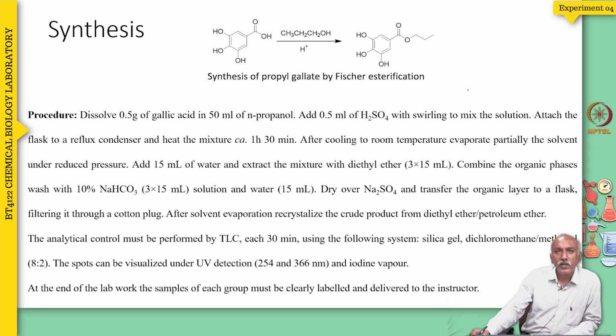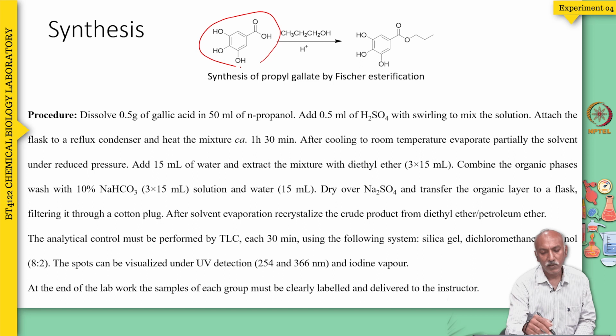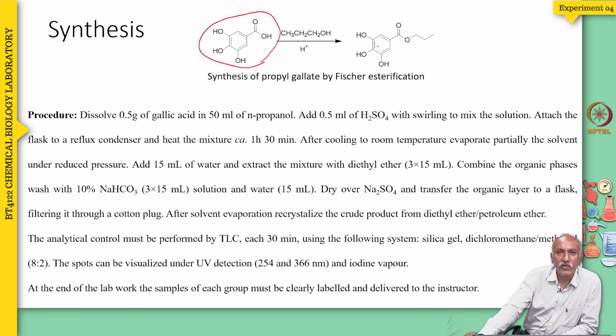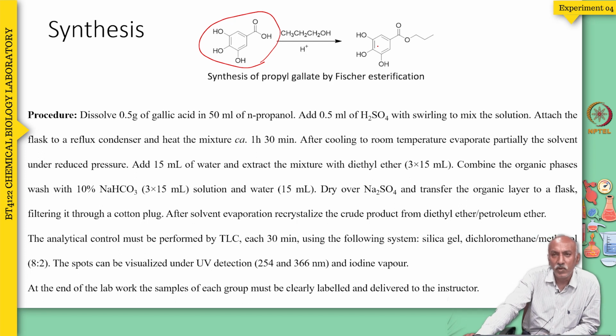And you can see here how the procedure is written very clearly. This is gallic acid, and it is dissolved in propanol and a little bit of acid. The procedure is as follows: you dissolve the gallic acid in 50 ml of propanol, and a catalytic amount, only 0.5 ml of sulfuric acid, is added while swirling. The round bottom flask is attached to the reflux condenser, and you heat the reaction mixture at reflux for about 1 hour 30 minutes, or about 90 minutes.